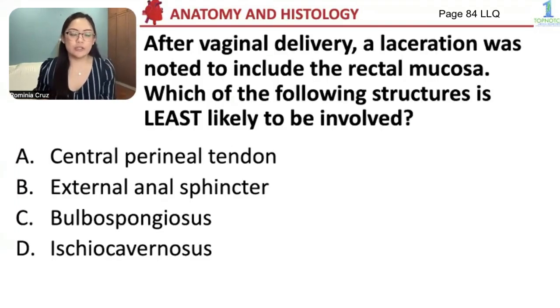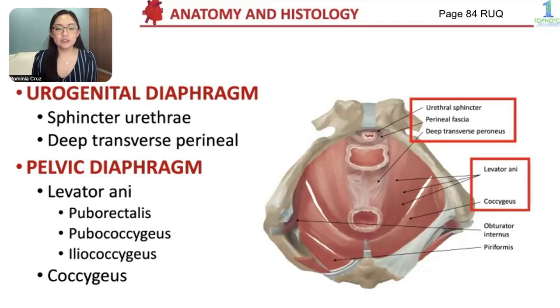Okay, so next question. After vaginal delivery, a laceration was noted to include the rectal mucosa. So which of the following structures is least likely to be involved? So to answer this question, we must first know the structures in your pelvic floor. So the muscles in this area make up two diaphragms. You have your urogenital diaphragm and your pelvic diaphragm.